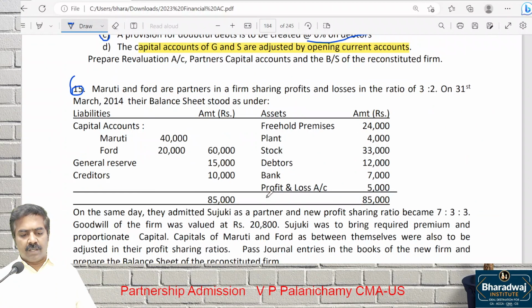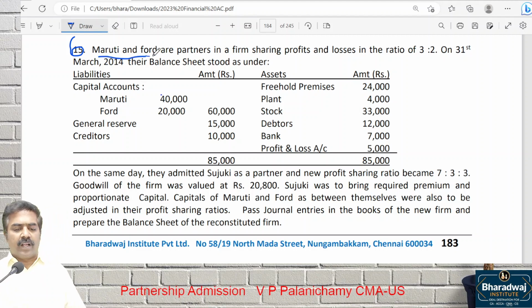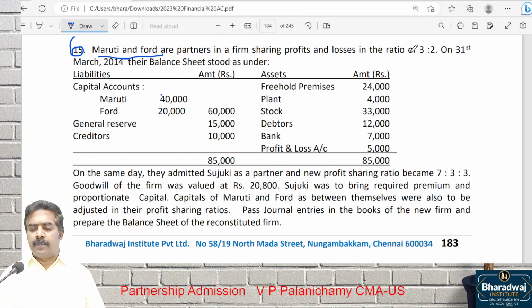Now read question number 6. Maruti and Ford are partners in a firm sharing profits and loss in which ratio? Look at the old partners. They share profits and loss in which ratio? 3:2. Shall we? Capital accounts of Maruti and Ford are given. General reserve is given. Creditors are given. Freehold premises, plant, stock, debtors, bank.